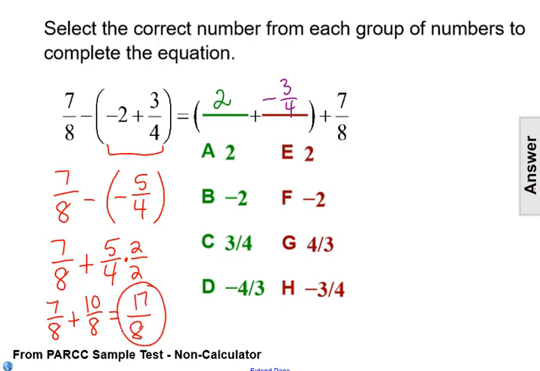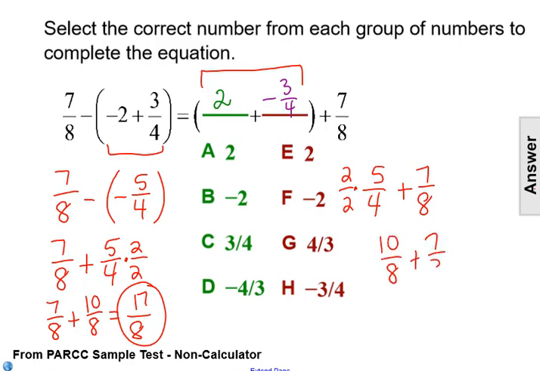So now if we simplify the right side, again, we need to first do 2 minus 3/4. So that's going to give us 5/4 plus 7/8. And again, if we multiply by 2/2, that's 10/8. So that gives us plus 7/8 is again 17/8.